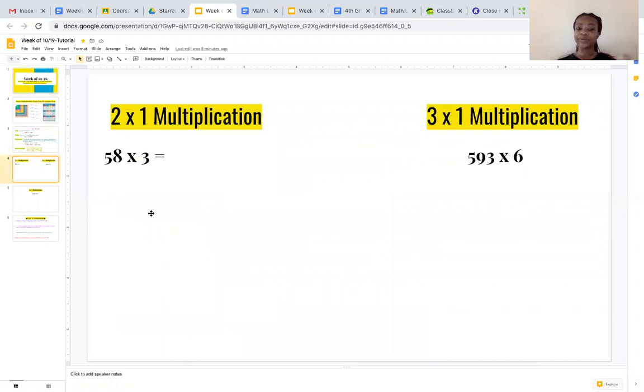Let's start with 2 by 1 multiplication. 2 by 1 just means 2 digits multiplied by 1 digit. So here we have 58 times 3. Last week we worked on using the area model, so I'll start by demonstrating this as a review. We have a rectangular box. We want to have the single digit on this side here, so that's 3. 58 is broken up into 50 plus 8.